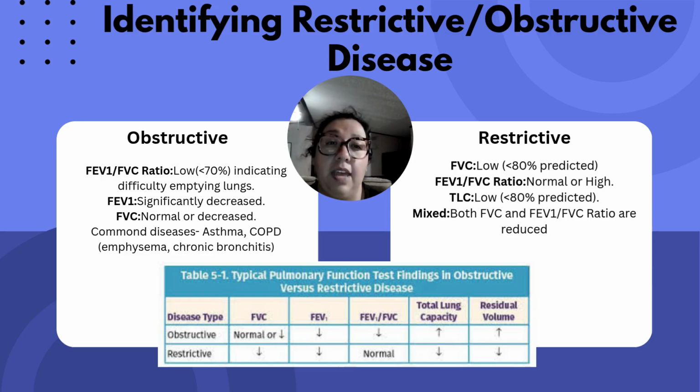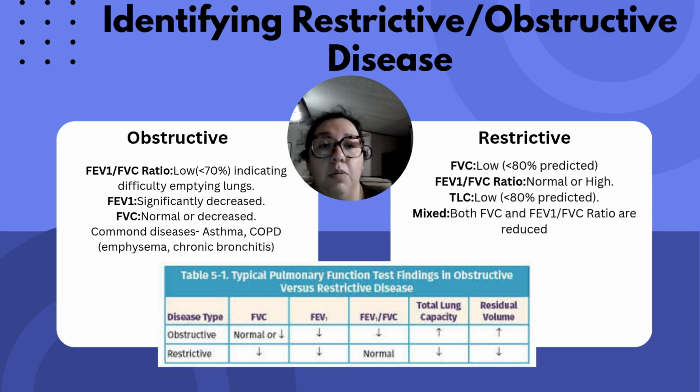Identifying restrictive and obstructive diseases. For an obstructive disease, such as COPD, asthma, emphysema, or chronic bronchitis, the FEV1/FVC ratio is lower than 70%, indicating difficulty emptying the lungs. Your FEV1 is significantly decreased, your FVC is normal or decreased, and then once again, common diseases are asthma, COPD, emphysema, and chronic bronchitis.